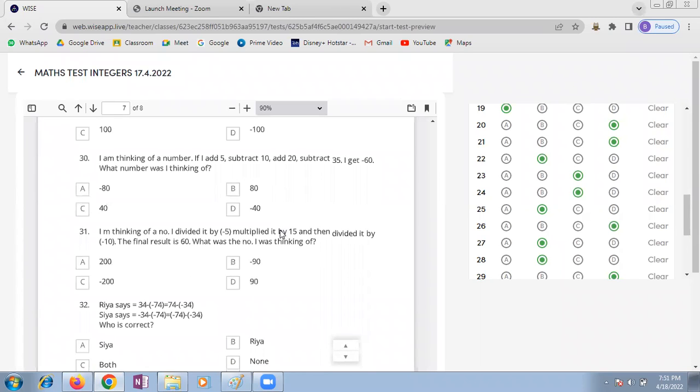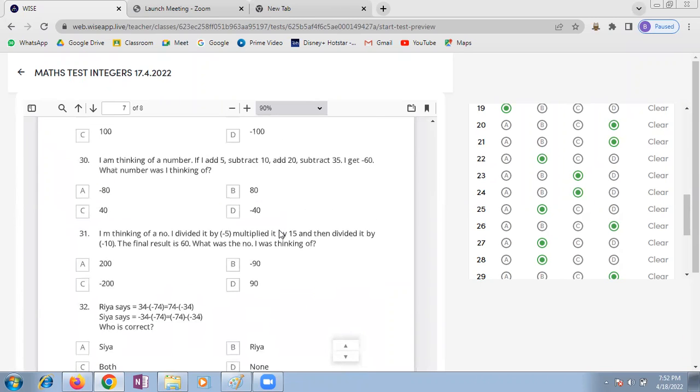If you have any doubt, please ask. The 31st question. I'm thinking a number. If I add 5, subtract 10, add 20, subtract 35, I get minus 60. What is my number?